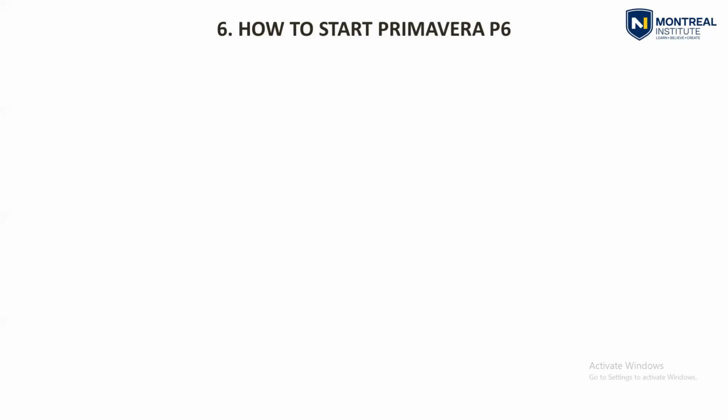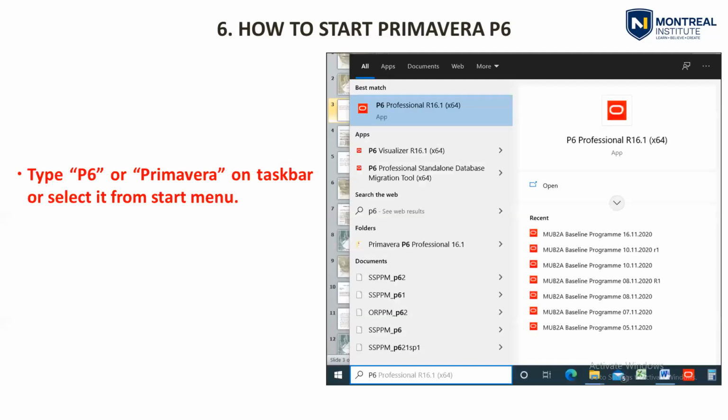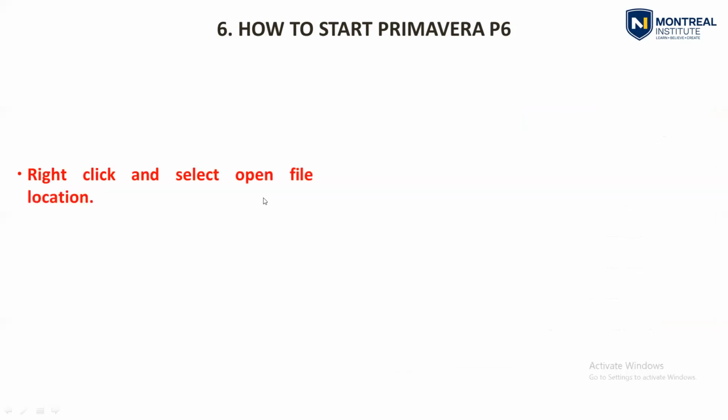The next content that we are going to do is how to start Primavera P6. After installing your Primavera P6, you can type P6 in your start menu. It will show you the P6 software with a red color icon. You will see P6 Professional. So you can see that after the installation of the software.